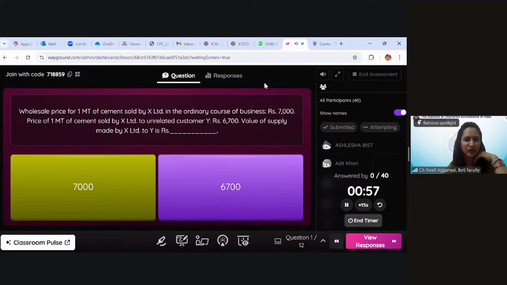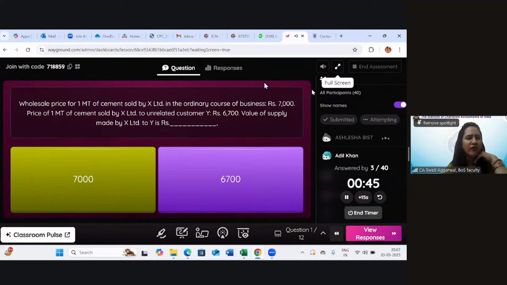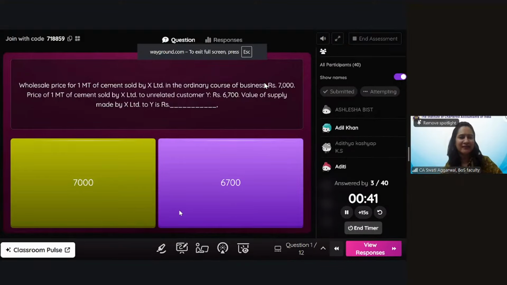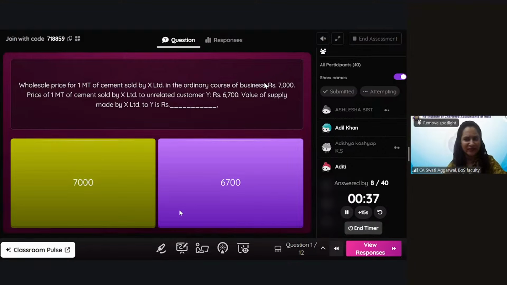So the first question for today is on your screen. The wholesale price of 1 MT of cement sold by X Limited in the ordinary course of business is ₹7,000. The price of 1 MT of cement sold by X to an unrelated customer is ₹6,700. The value of supply made by X to Y is: option A is 7,000 and B is 6,700. 21 of you have already answered it, and 18 seconds are left.